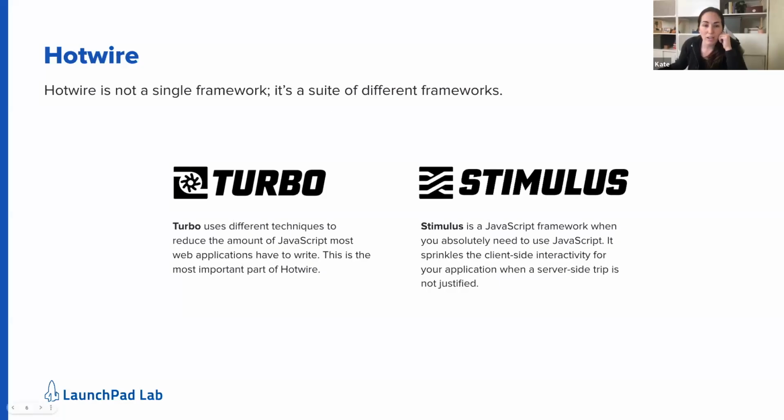So Hotwire is a suite of different frameworks, two of them being Turbo and Stimulus. Turbo uses different techniques to reduce the amount of JavaScript most web applications have to write. This is the most important part of Hotwire. Stimulus is a JavaScript framework for when you absolutely need to use JavaScript. It sprinkles client-side interactivity into your application when a server-side trip is just not justified.